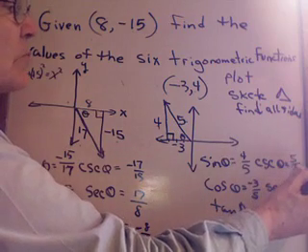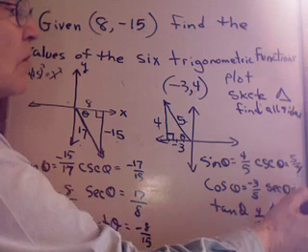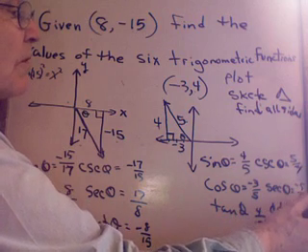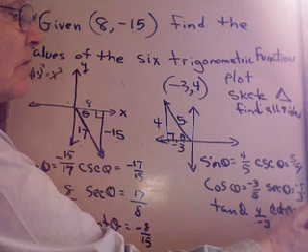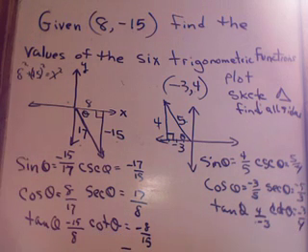And again, these are the reciprocal identities. So 5 over 4, negative 5 over 3, negative 3 over 4. And there you have all of them.